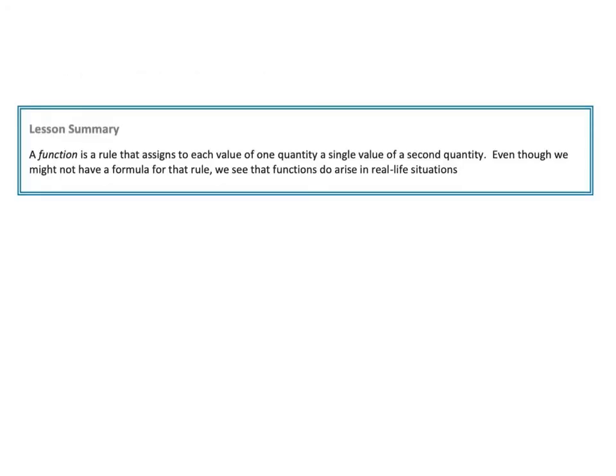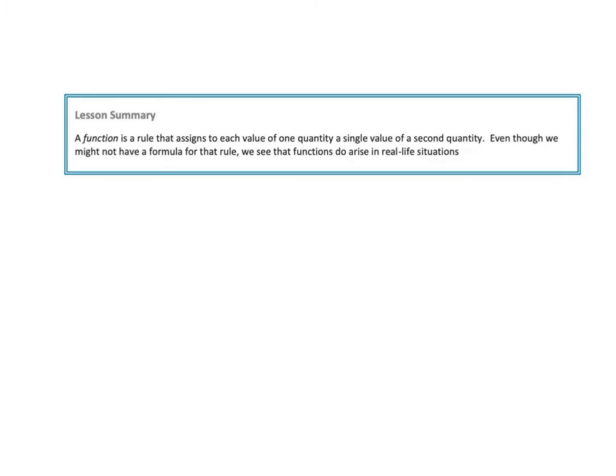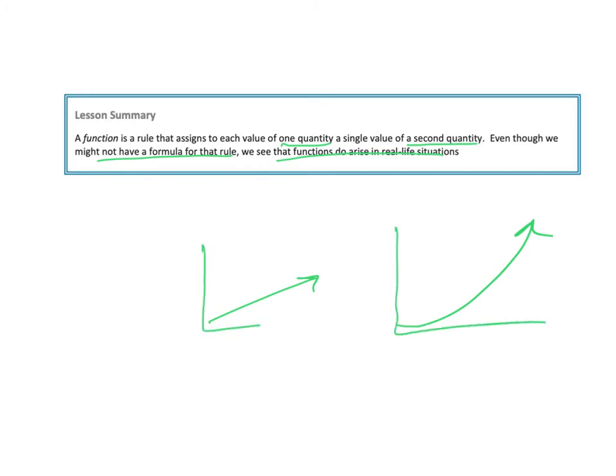All right, for our lesson summary today, you should know that a function is a rule that assigns a value of one quantity to every second quantity. So we'll learn more about this tomorrow. Even though you might not have a formula, you can see that they happen in real life. Not every piece of data we have is always going to be linear. Sometimes things are exponential or curved. So this would be a function. Today was just introducing you to the concept. All right, let's get into our exit ticket.